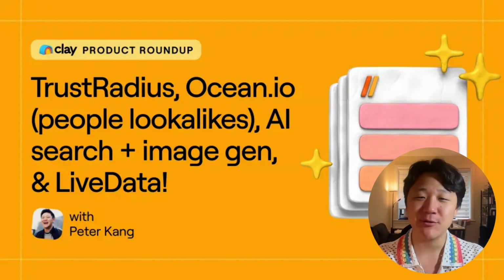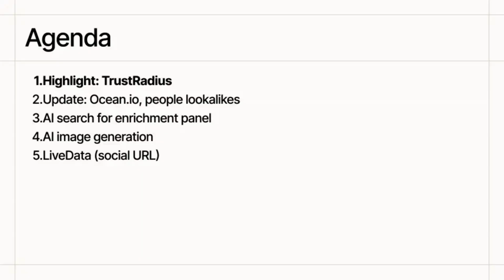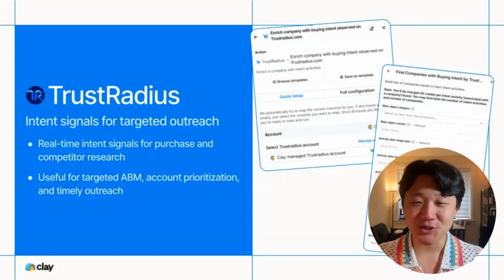Here's 5 mighty releases coming your way. We have TrustRadius, an Ocean.io update, AI search for the enrichment panel, AI image generation, and LiveData. Let's dive in. Our highlight this week is TrustRadius.